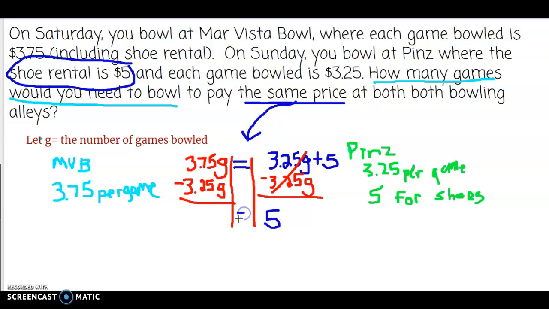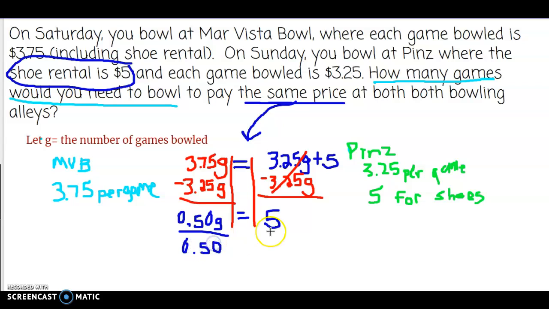On this side, I want to go ahead and subtract. 5 minus 5 is 0. 7 minus 2 is 5. I bring down my decimal point and I bring down my g because 3 minus 3 is 0. Now I just have a one-step equation, so I'm going to divide both sides by 0.50.